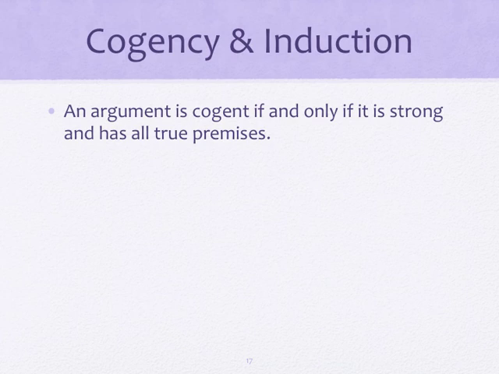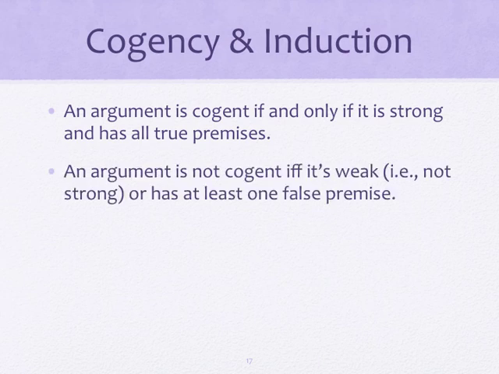An argument is cogent. What that means is that it's strong and has all true premises. So notice, for any sort of good argument, it has to have all true premises and it has to have a good inference. In other words, it's strong or valid. So it's not cogent if and only if it's not strong. In other words, it's weak, we'll say, or has at least one false premise.